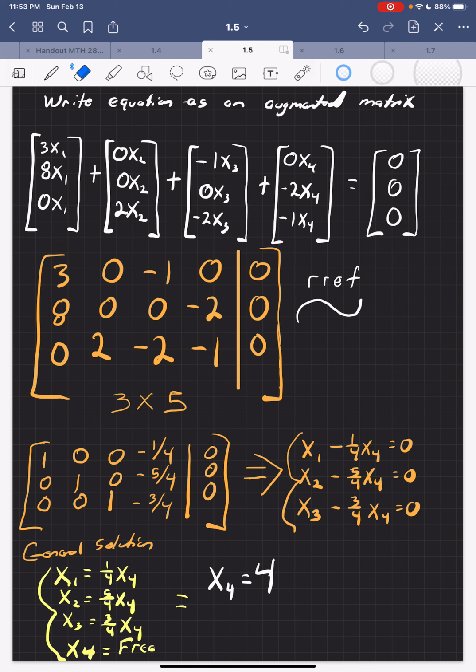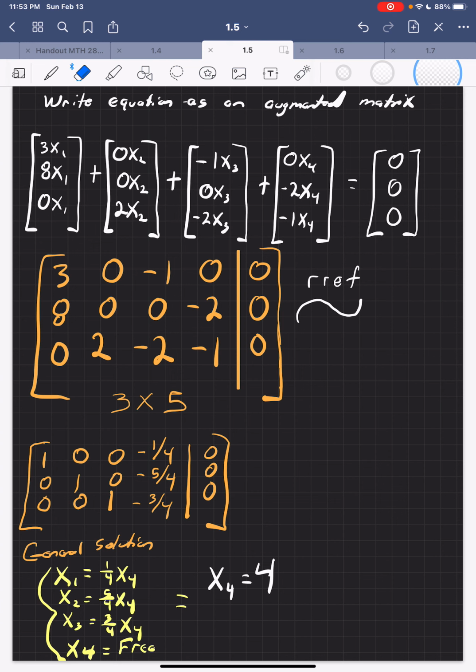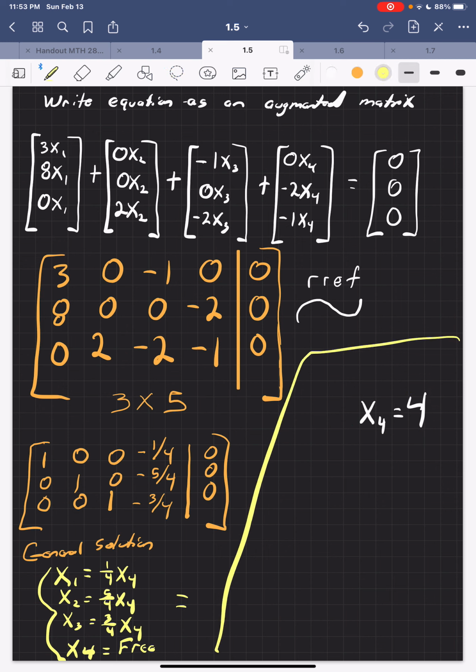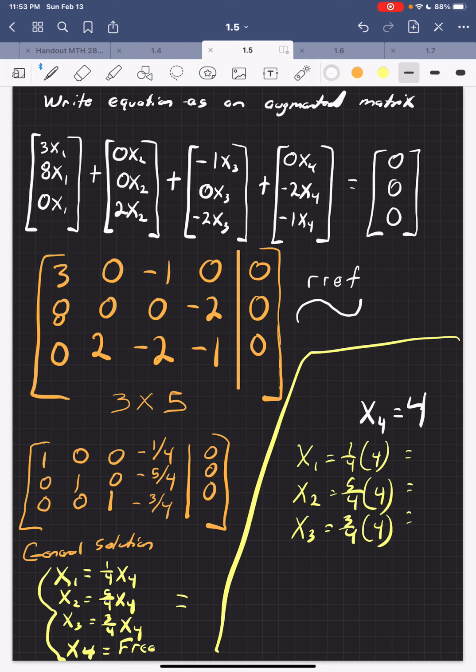So at this stage, let me give myself a little bit of space here. I have chosen my free variable, x sub 4, to be 4. Let me now answer the question. X sub 1 is going to be equal to 1/4 times 4. X sub 2 is equal to 5/4 times 4. X sub 3 is equal to 3/4 times 4. Let's do that arithmetic.